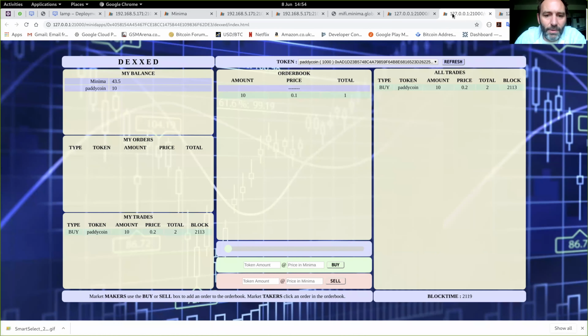And I think I'm going to, right. So there's my Paddy coins. So I bought my 10 Paddy coins there. So if I wanted to, I could actually sell them to this guy for 10. You know, so I could actually lose money.